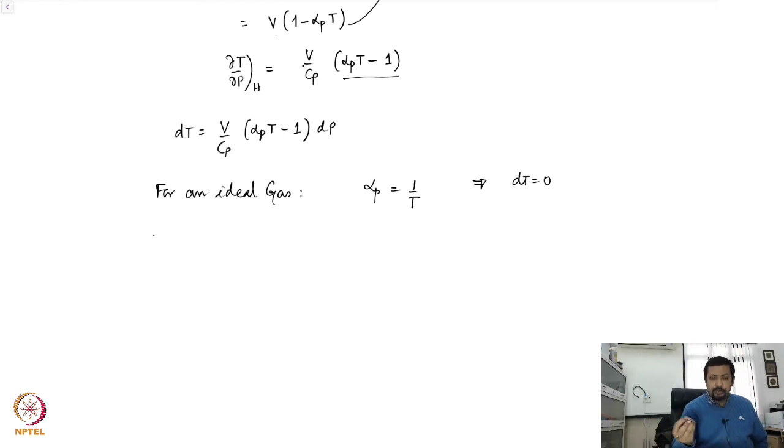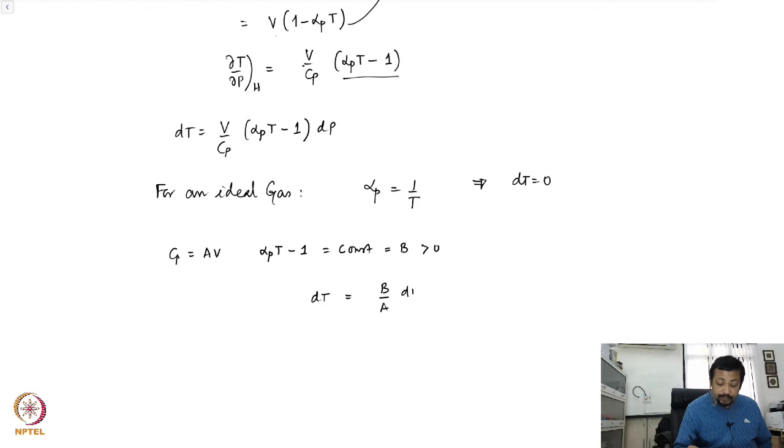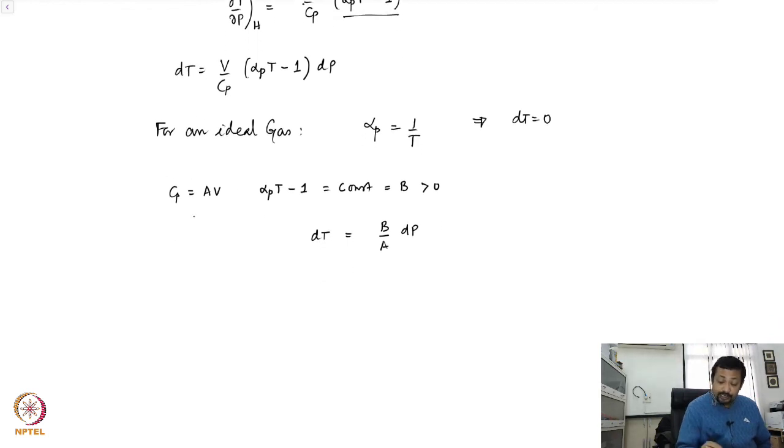So for example, let's take it very simply. This doesn't pertain to any system. Let's say I have Cp going as A times volume, and I take alpha P T minus 1 equal to a constant, let's say B, and this is greater than 0. Then very trivially you see that dT is going to be B over A times dP, and if I now integrate, it depends on the sign of B.